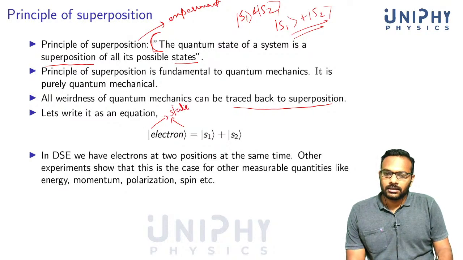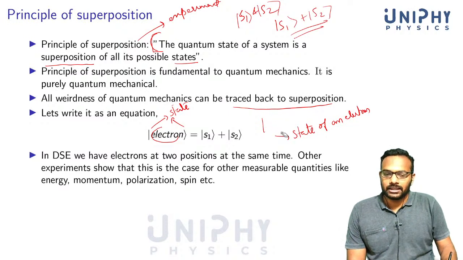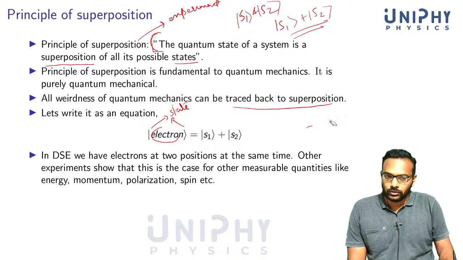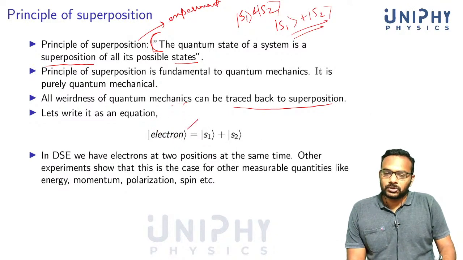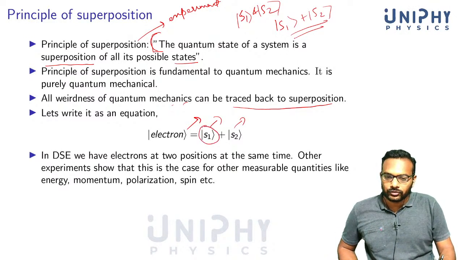By this notation, this angled bracket, what I mean is that we are talking about the state of the electron. The electron inside the angled bracket means the state of the electron. We don't know what objects these are. We just need a notation to describe the state of an electron. We still don't know how to describe the state mathematically, but for the time being, we'll choose a notation like this to describe the state of the electron. So, this means it's a state of being in slit 1, this means it's a state of being in slit 2.